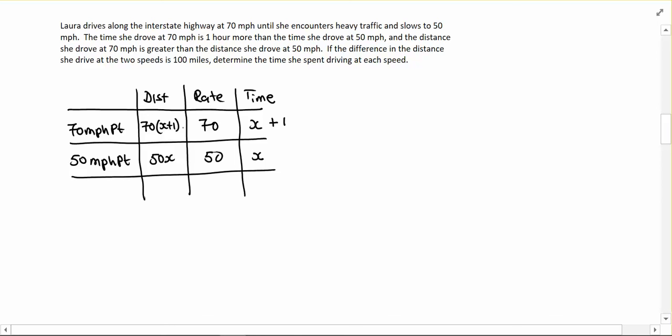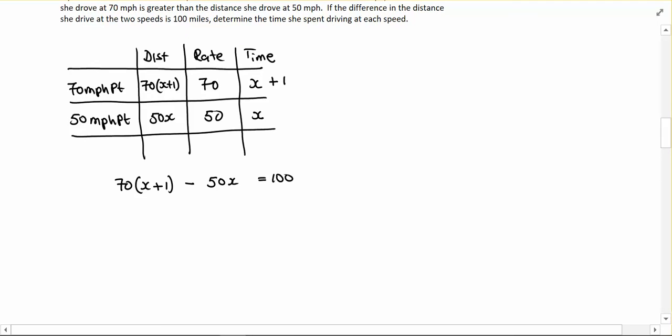Now the difference in the distance she drove at the two speeds is 100. They tell us that the distance at 70 is greater than the distance at 50, and the reason they tell us that is so you put that in front when you're finding this difference. So the difference of the distances at the two speeds is supposed to be 100 miles. So now we can distribute: 70x plus 70 minus 50x, and so that's 20x plus 70 equals 100.